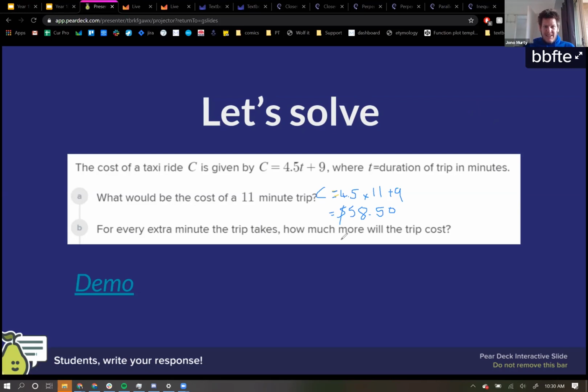And for every extra minute the trip takes, how much more will the trip cost? Looks like you've all got the right answer so far, which is awesome. Again, we're only looking at 2 options here. There are 2 numbers in the formula, so it's going to be one of them, 4.5 or 9. We can see that this 9 is the constant term. It's called the constant term because it's always there, it never changes. Whatever the value of t, we're always going to be adding 9 to that. So looks like you've all got it, which is good. For every extra minute the trip takes, it will cost $4.50 more. That is our gradient.